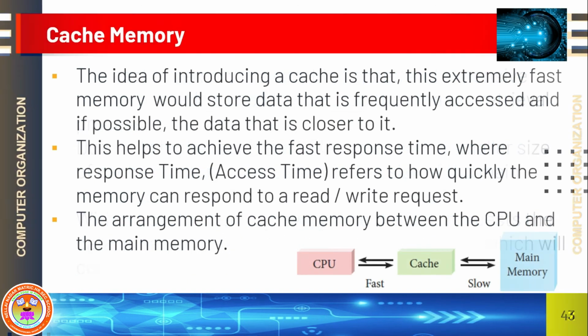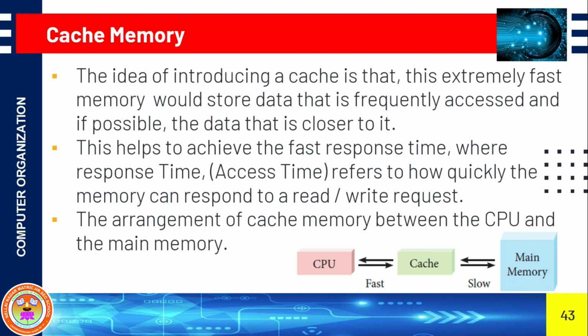The idea of introducing a cache is that this extremely fast memory stores the data that is frequently accessed, and if possible the data that is closer to it, and it helps to achieve a fast response time. Fast response time means that if you give any instruction, your processor should respond immediately. That is achieved with the help of cache memory. Response time is nothing but access time: how much time it takes to execute the instructions. It performs both read and write operations, and any read or write request is handled in a much faster manner.